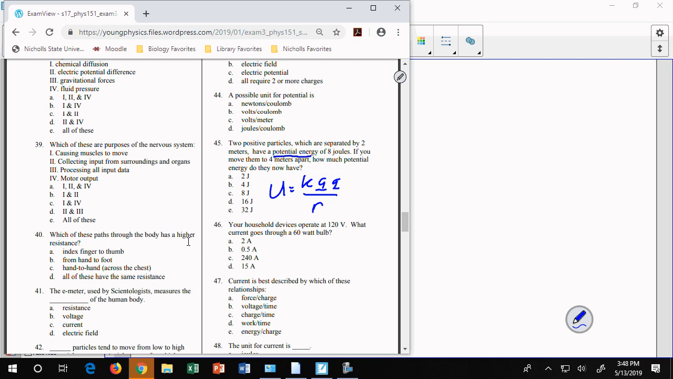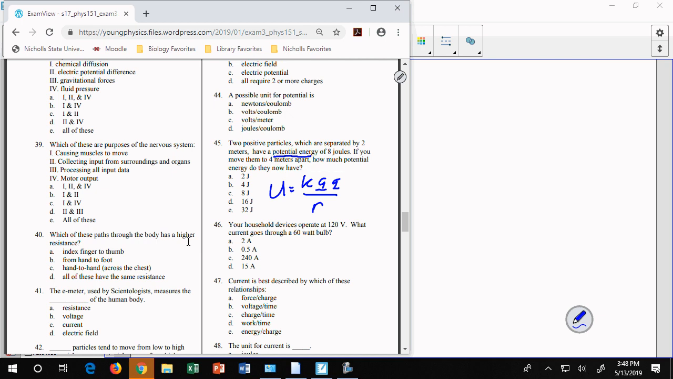Separated by 2 meters. If you move them to 4 meters apart, how much potential energy do they now have? First of all, are they going to have more or less? If I have these charges and I move them apart, are they going to have a greater inclination to move or a lesser inclination to move? Lesser, right, because there are less forces acting on them.